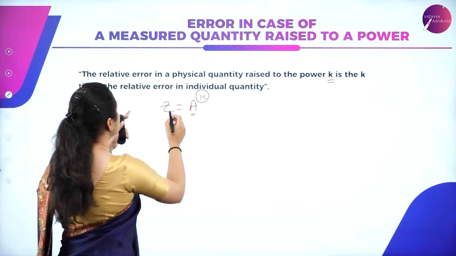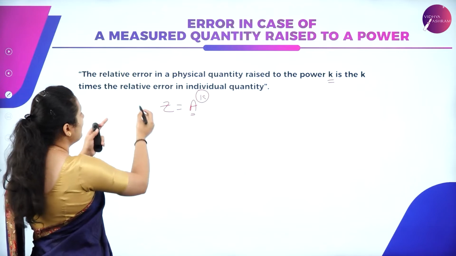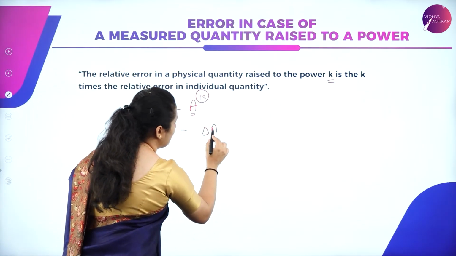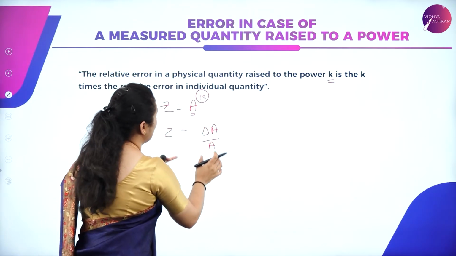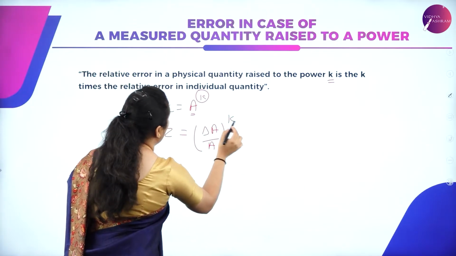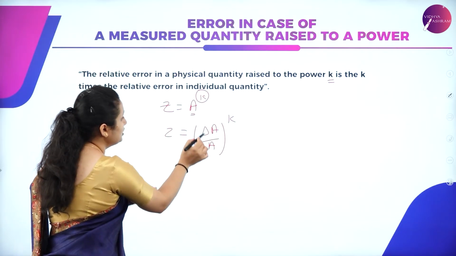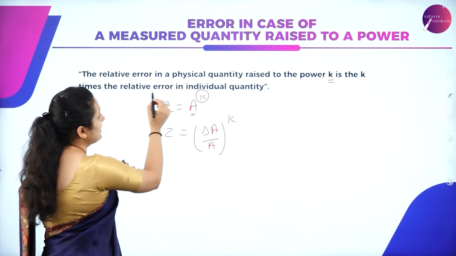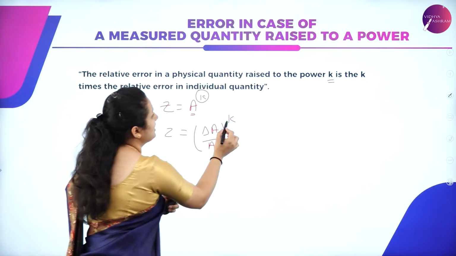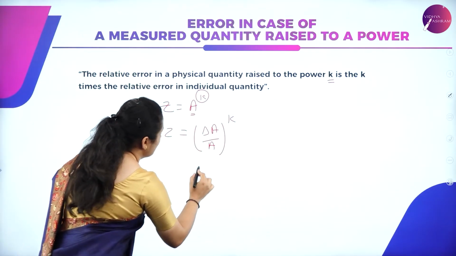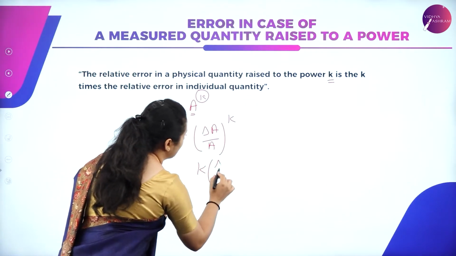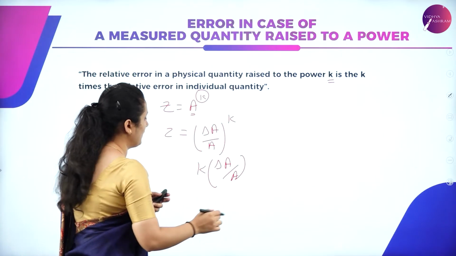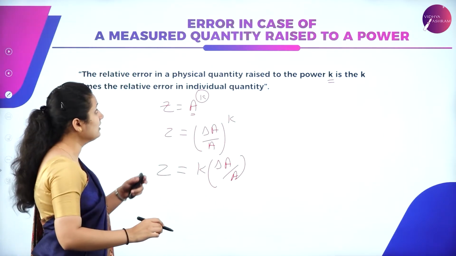So this is a physical quantity. Now, how will you write relative error? Z is equal to A to the power k. I had a physical quantity, so the relative error in the physical quantity will be delta A by A. So the relative error in a physical quantity raised to power k is k times the relative error in the individual quantities. So this is my rule 3.